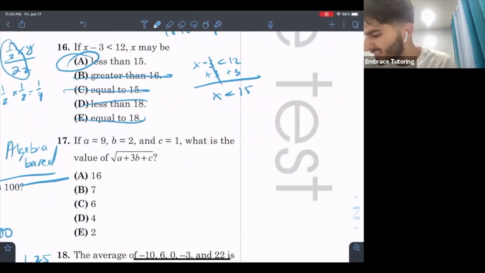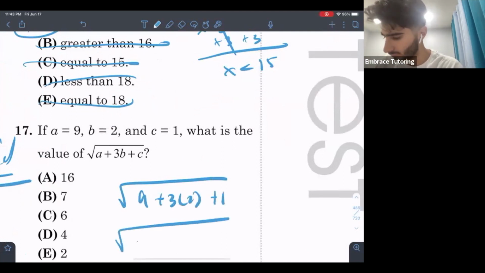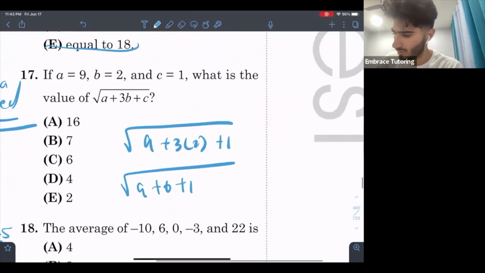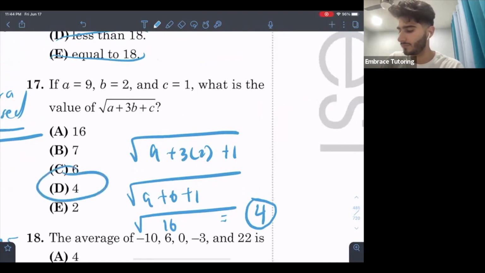Question 17. If A is 9, B is 2, C is 1, what is the value of radical A plus 3B plus C? We can just plug in the values. Radical 9 plus 3 times 2 plus 1. Radical 9 plus 6 plus 1. 15 plus 1 is 16. Radical 16 is just 4. Choice D for 17.